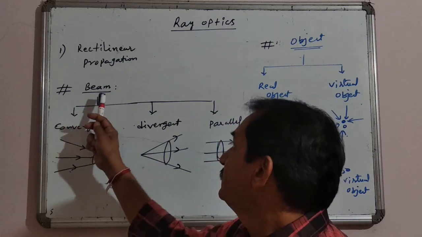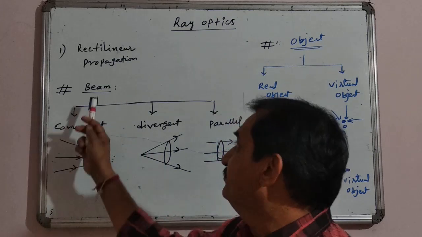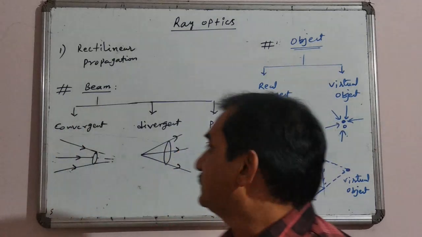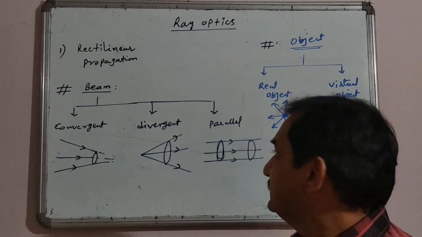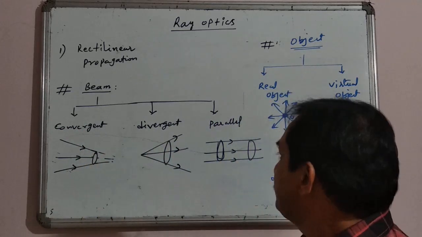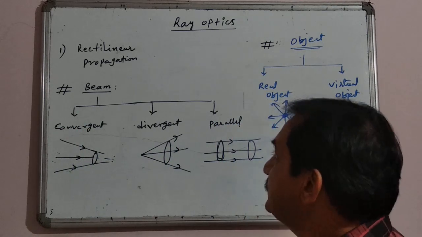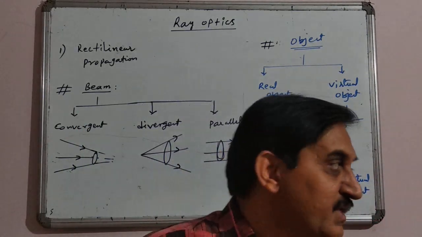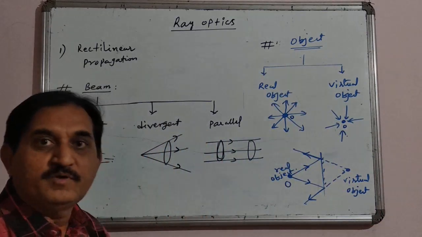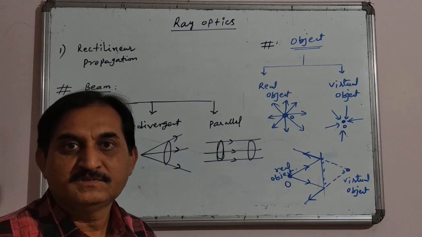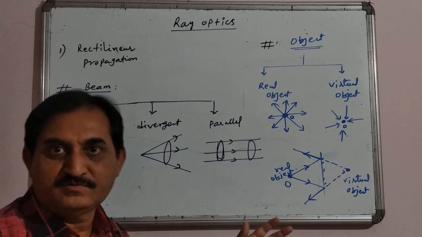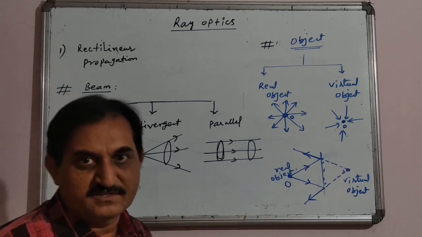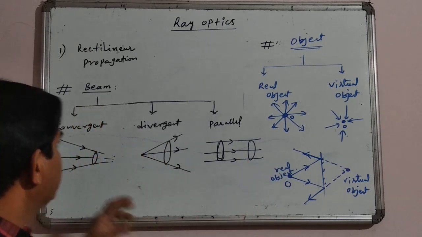That is beam. What is a beam? What is a convergent beam? What is a divergent beam? What is a parallel beam? So we should know about this classification of the beam. And next, what is an object? How many types does it have? Real and virtual object. Let us start from the beam here.